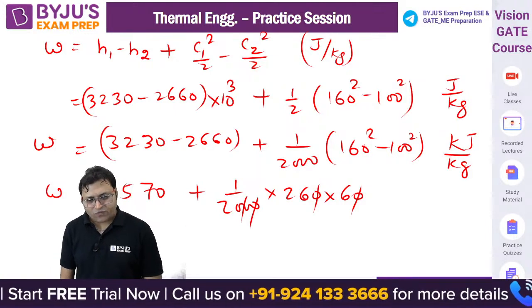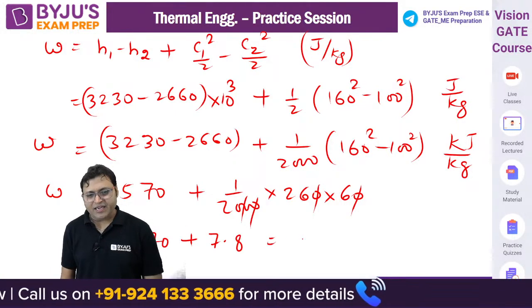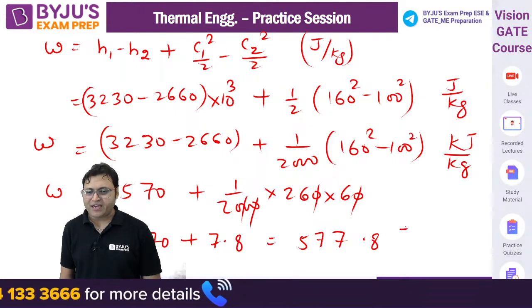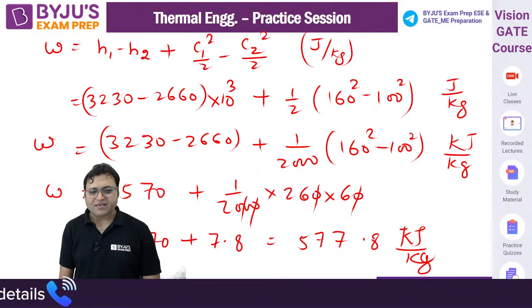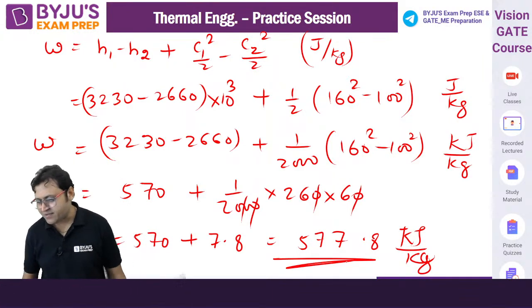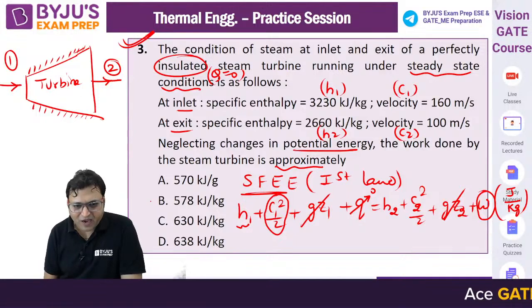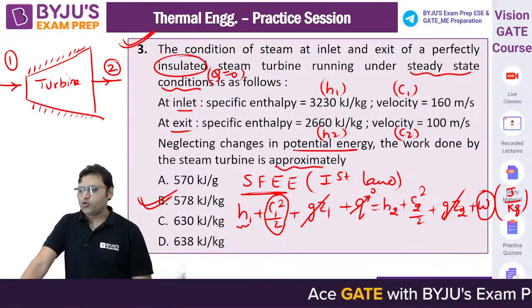That is 7.8. So 570 plus 7.8 is equal to 577.8 kilojoule per kg will be the answer. Very nice, Pradeep, Maniket, well done guys. 577.8 is approximately 578 kilojoule per kg.